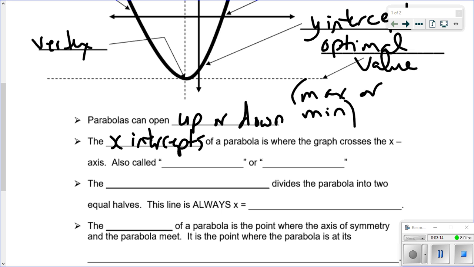The x-intercepts of a parabola is where the graph crosses the x-axis. Now, for some reason, we give them special names. They are sometimes called zeros or roots. You're not going to hear me call them zeros, but you might hear me call them roots from time to time.